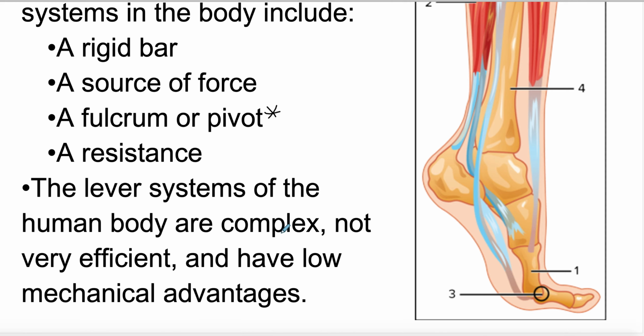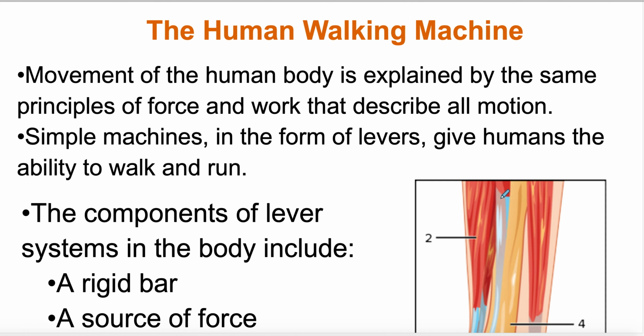Lever systems of the human body are complex. They're not very efficient and have low mechanical advantages, just because if you look at all the different components involved, there's little joints and everything everywhere. If we had a rigid bar, it might work better, but we might not be able to move very well. It might be moving like a robot.